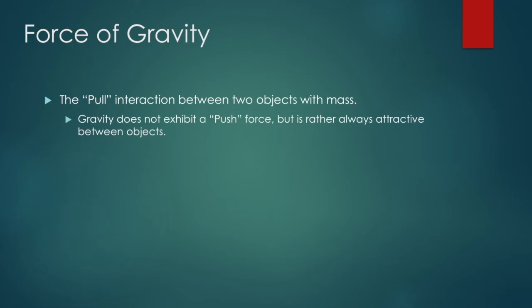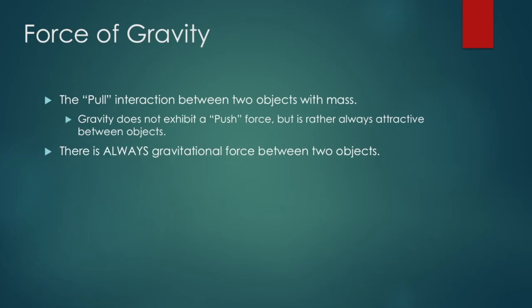Next force that we're going to talk about, and the final force of today, is the force of gravity. Gravity is the pull interaction between 2 objects at mass. It does not exhibit a push force, but is rather always attractive between objects. It doesn't matter how large or how small either of the 2 objects are, there will always be a gravitational force pulling between them. So, right now, there is a paper clip on the other side of BYU campus that's pulling on you, and that you are pulling on it. You might not feel it because you're far away, and you both have relatively small masses, but the gravitational force is there.